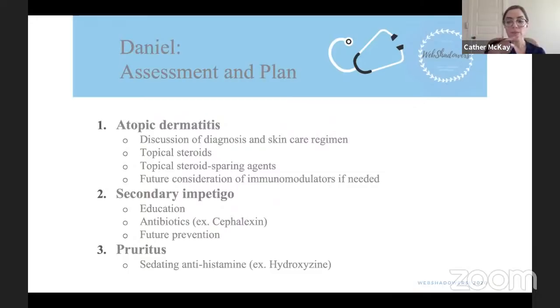Oftentimes the pigmentary effects are much more prominent, of course, in skin of color, because there's more natural pigment there that can change with inflammation. And I just really wanted to show that example, because not everything is red in all skin types. So it's important to be able to see the inflammation on different types of skin.